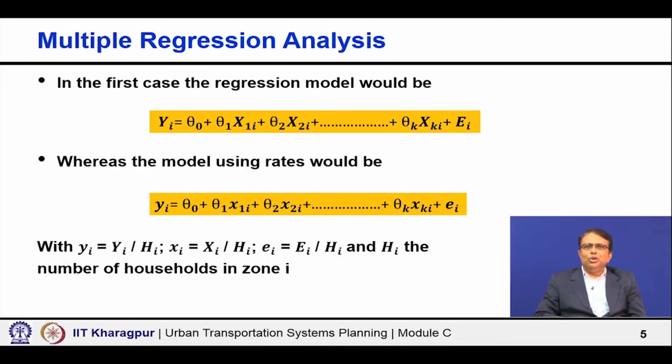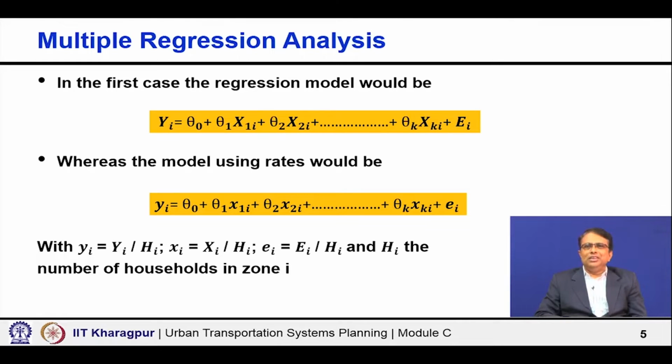Now, look at these two equations very carefully and tell me, are they identical? They may not be identical. What is then the fundamental difference? The fundamental difference is actually in the error term distribution. The distribution of small e_i and capital E_i is not the same. Why are they not the same? Can you think? The answer is that H_i is also a variable.